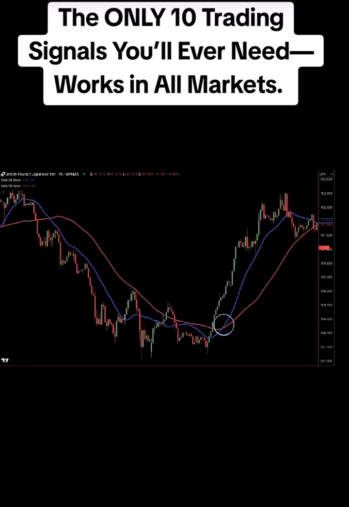Look at this chart. Here we have a clear bullish crossover signal, where the 20 simple moving average crosses above the 50 simple moving average. But the crossover alone isn't enough.